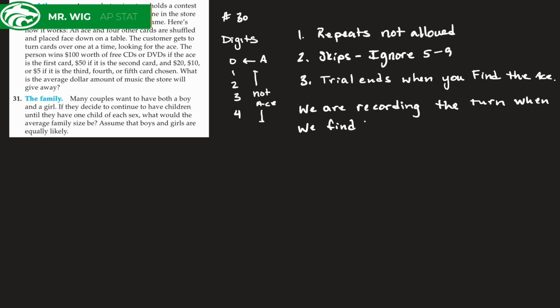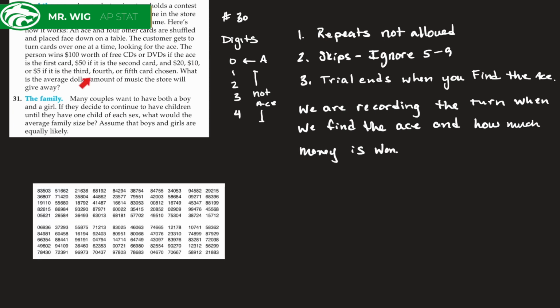This has a little bit of an extra twist to it. Not only do you get the ace, but you also have a cash prize. So the prize is $100 if you get it first, 50 if you get it second, and 20, 10, and 5 if it's third, fourth, or fifth. We're going to make sure to note the turn on which we got the ace. Did that happen first, second, third, fourth, or fifth? And we're going to match that up with the actual number value.